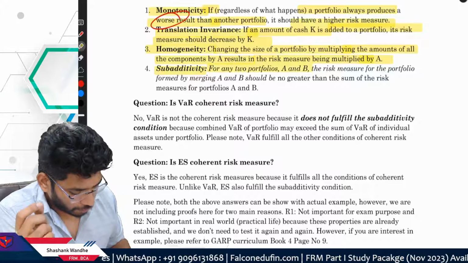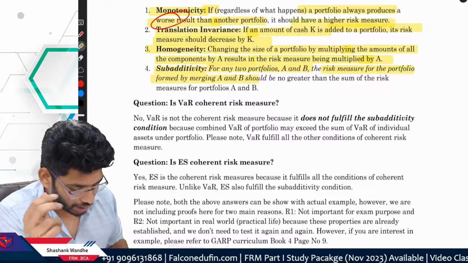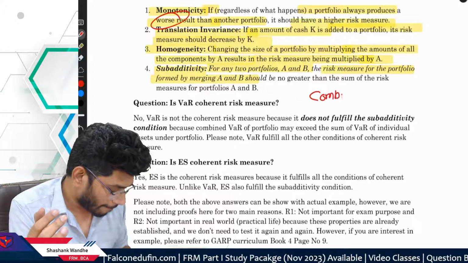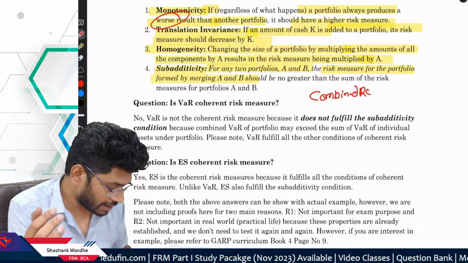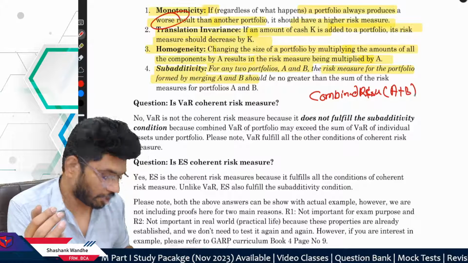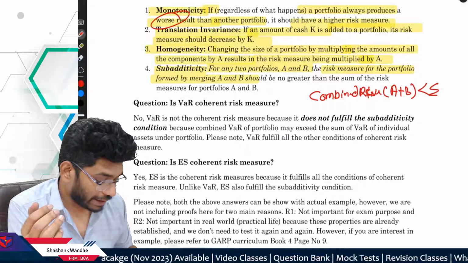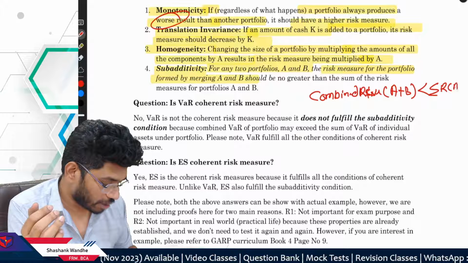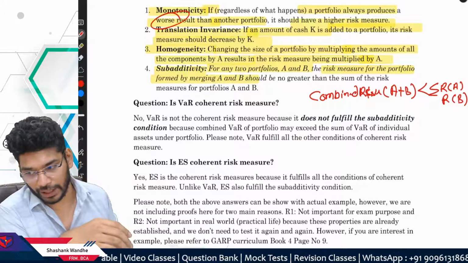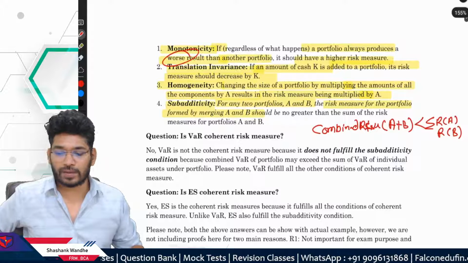For any 2 portfolios A and B, the risk measure of the portfolio formed by merging A and B, that is the combined risk of the A plus B portfolio, will always be less than or equal to the summation of the individual risk of A and risk of B. This is what you need to remember. So this is the coherent risk measure property. There are 4 properties in a coherent risk measure.